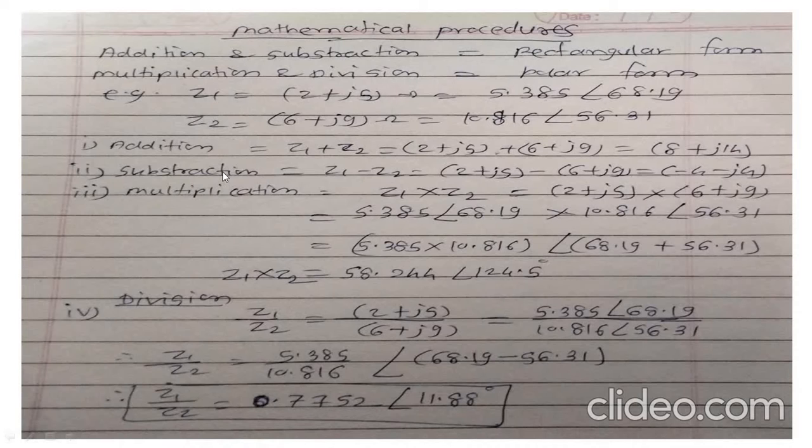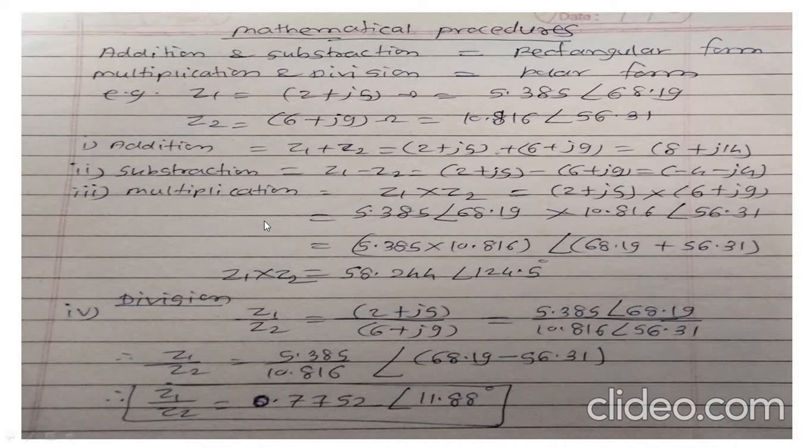Now if we have to do the subtraction, suppose we have to obtain the value of Z1 minus Z2, we know that subtraction is also done in rectangular form, so we can write 2 plus j5 minus 6 plus j9. Again here for subtraction, there is subtraction of the real part and subtraction of the imaginary part. So 2 minus 6, that is minus 4, minus j in bracket 5 minus 9, that is minus j4. So minus 4 minus j4 is the value of Z1 minus Z2.